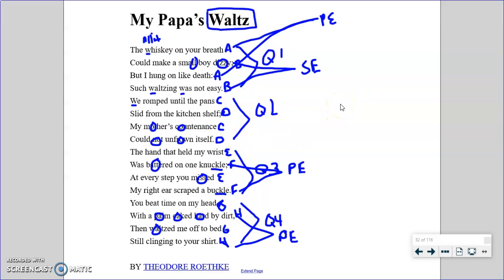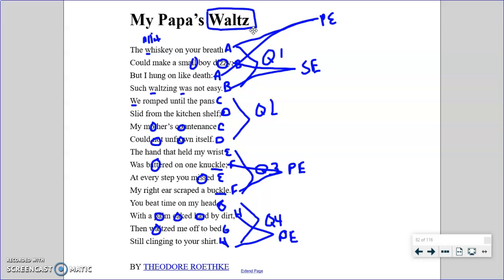Okay. What is the real genius, I think, of this poem has to do with this word waltz. What is this poem about, right? Is this a poem about a father coming home after having a drink after work? Him and his son are messing around and having a dance, what they call a dance, where they're romping and playing and knocking things over. Mom's not too happy, or is this something a little bit darker? Is this something about child abuse? Because we see things like battered knuckles and right ear scraping and beating and hanging on like death.